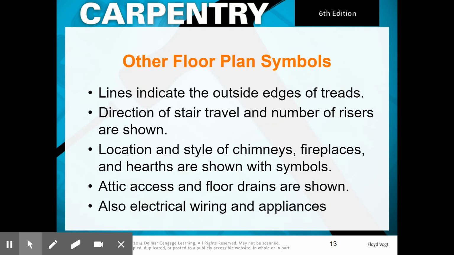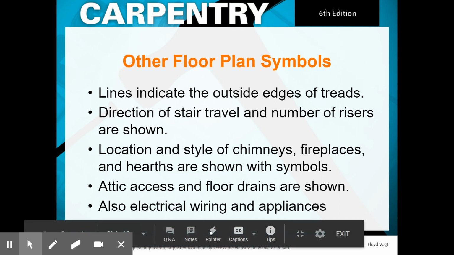Other floor plan symbols: lines indicate the outside edges of treads for steps. Direction of stair travel and number of risers are shown, which we'll go over. The location and style of chimneys, fireplaces, and hearths are shown with symbols, which we've seen in a previous floor plan. Attic access, also known as a scuttle, and floor drains are shown. Electrical wiring and appliances are also shown.